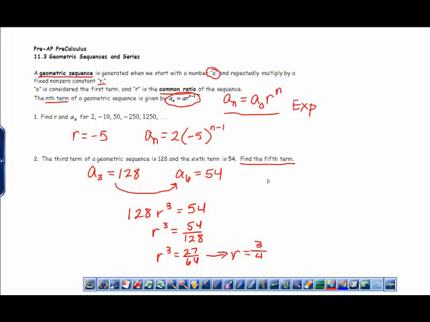So this is what you're multiplying by each time. So we could work to come up with an equation. We don't really need to. In order to find the fifth term, I just need to go back one from the sixth term. So instead of multiplying 54 times 3/4, I'm going to actually divide by 3/4, which would be the same thing as 54 times 4/3. So that ends up being 72.